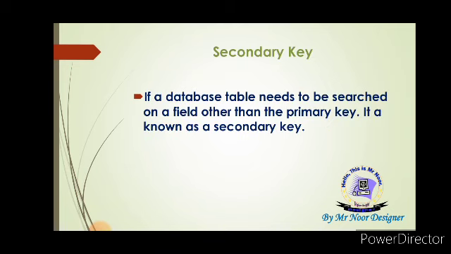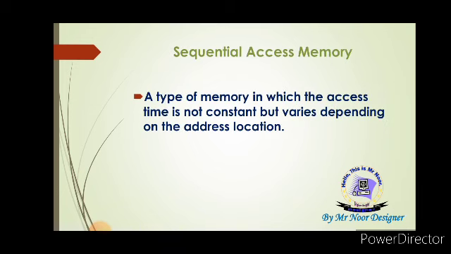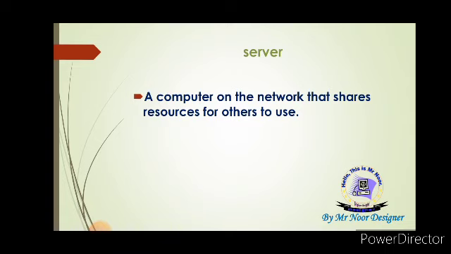Secondary key, if a database table needs to be searched on a field other than the primary key, it is known as a secondary key. Sequential access memory, a type of memory in which the access time is not constant but varies depending on the addressing location. Server, a computer on the network that shares resources for others to use.